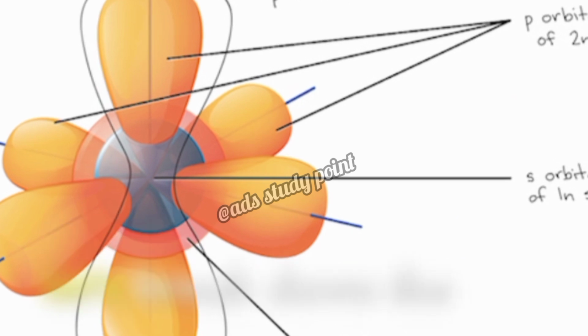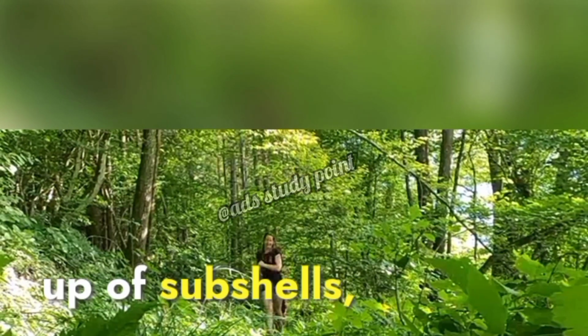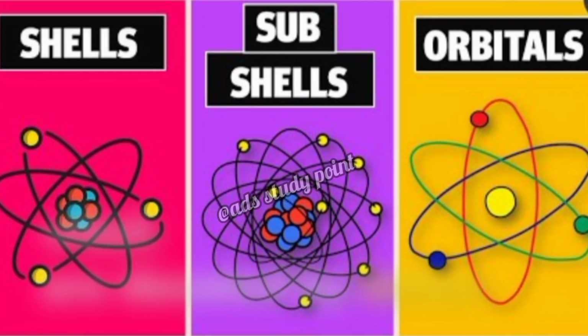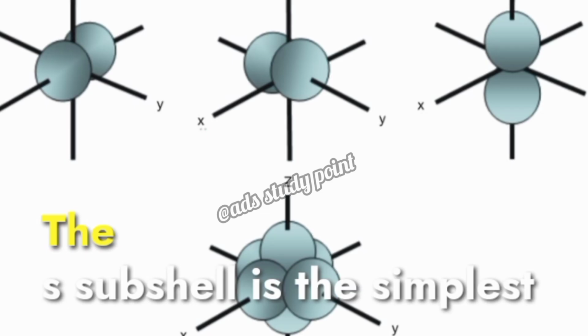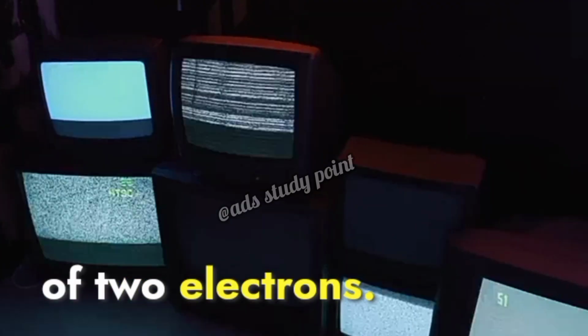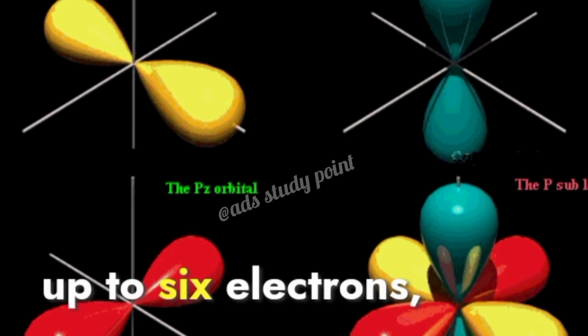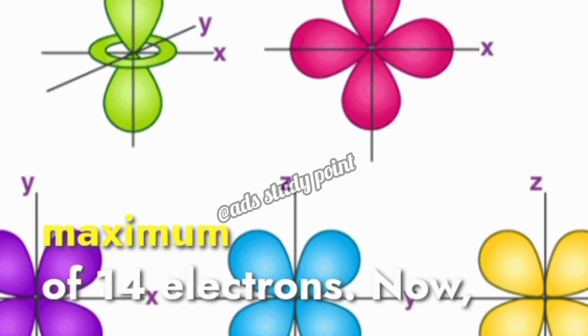Speaking of subshells, let's break down the different types. Each energy level is made up of subshells, which are denoted by letters like S, P, D, and F. The S subshell is the simplest and can hold a maximum of 2 electrons. The P subshell can hold up to 6 electrons, the D subshell can hold a maximum of 10 electrons, and the F subshell can hold a maximum of 14 electrons.